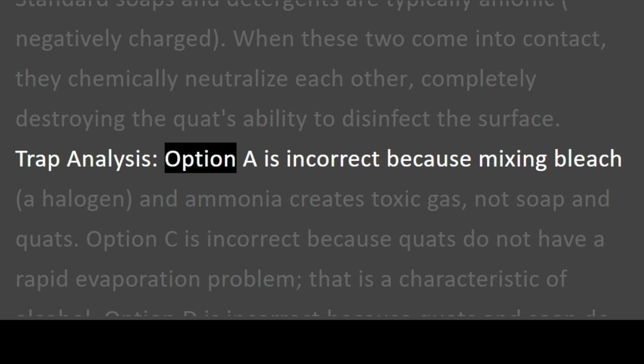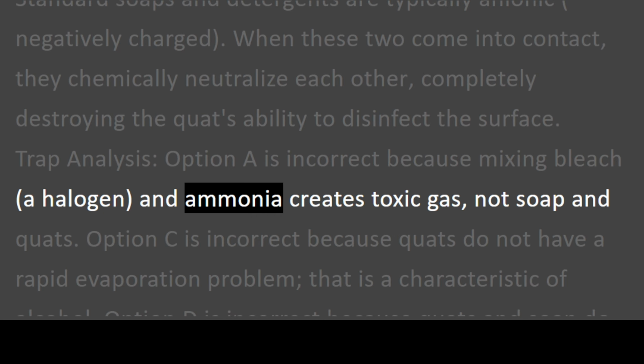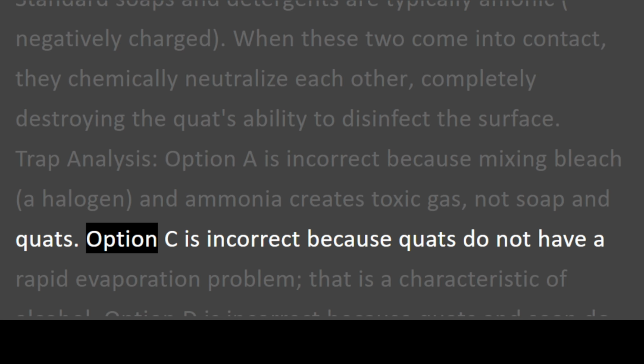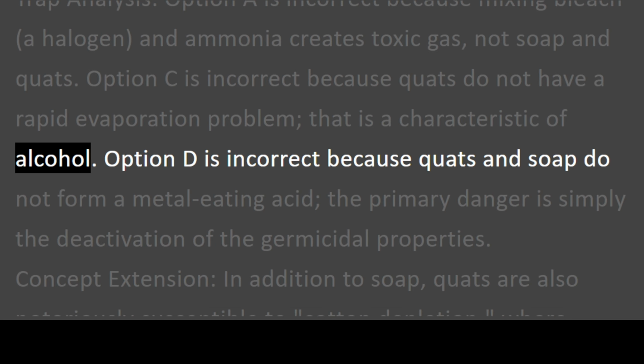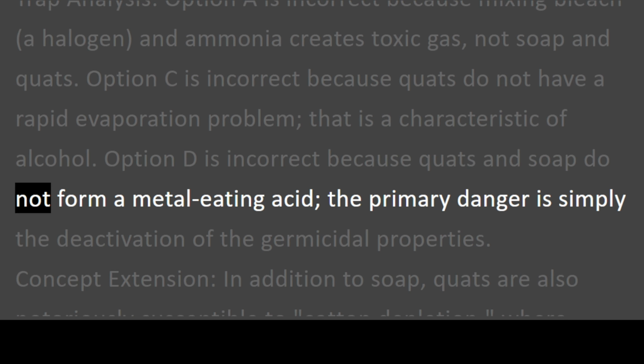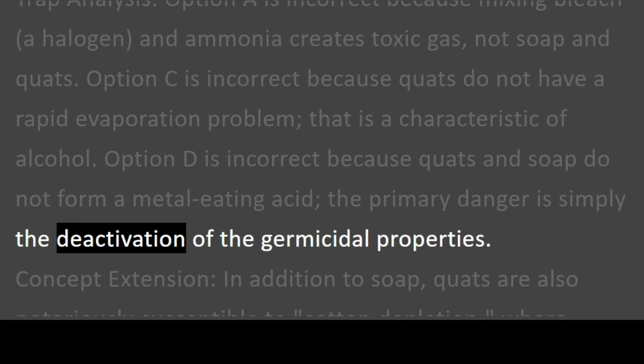Trap analysis: option A is incorrect because mixing bleach, a halogen, and ammonia creates toxic gas, not soap and QUATs. Option C is incorrect because QUATs do not have a rapid evaporation problem, that is a characteristic of alcohol. Option D is incorrect because QUATs and soap do not form a metal-eating acid. The primary danger is simply the deactivation of the germicidal properties.